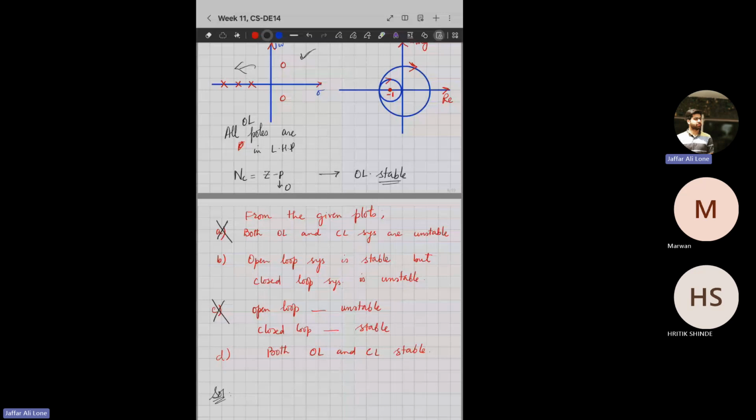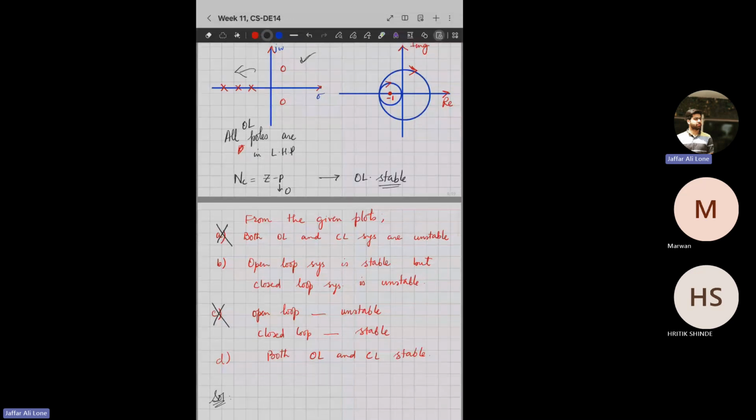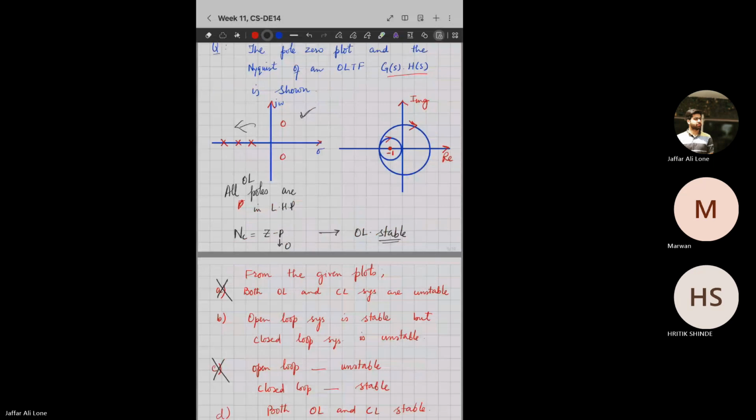We can see now whether the closed loop system is stable or unstable. We have to infer from the Nyquist plot. From the Nyquist plot, NC is equal to Z minus P. My P is 0, so I need to find Z. Z is the number of closed loop poles in the RHP. If I get Z equal to 0, that means there is no pole in the RHP, then my system is stable. If I get Z equal to 1, 2, etc., then there are some closed loop poles in the RHP.